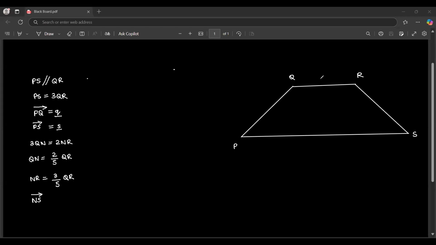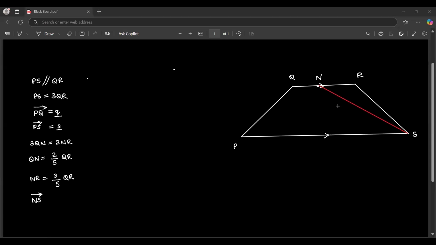They're saying PS is parallel to QR. Perfect, that's what I drew. PS is equal to 3QR. That is also done. PQ is equal to q. PS is equal to s. And they are saying 3QN is equal to 2NR, so N is somewhere here. QN is, that's all fine. We have to find out NS. The question asks us to find NS, which is this.